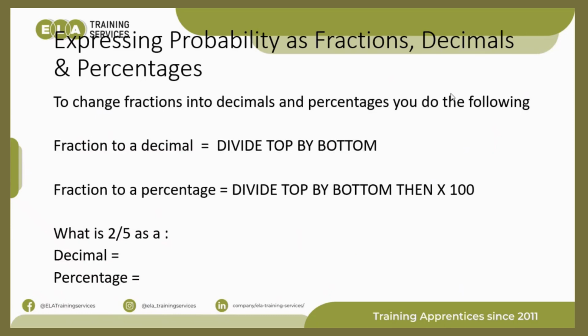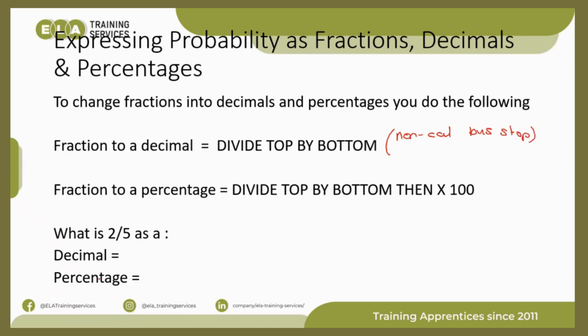So to change fractions into decimals and percentages, you do the following. To turn a fraction to a decimal, you divide the top by the bottom. And to turn a fraction to a percentage, you divide the top by the bottom, then times 100. Now, sometimes these can fall on both the non-calculator and the calculator. So the way that we're going to do this is for non-calculator, we're going to use bus stop method.